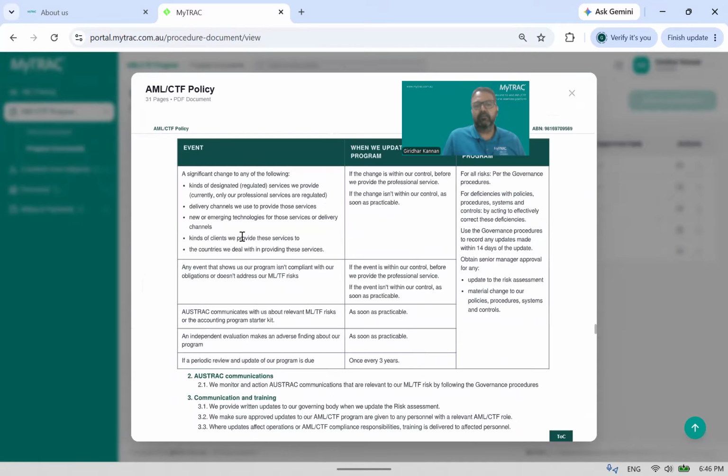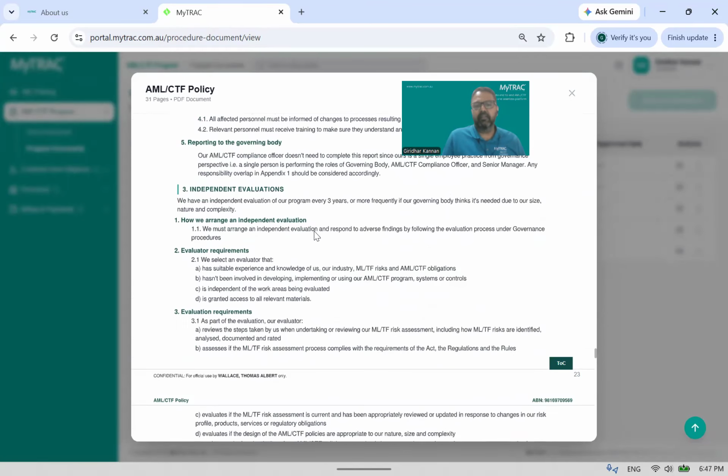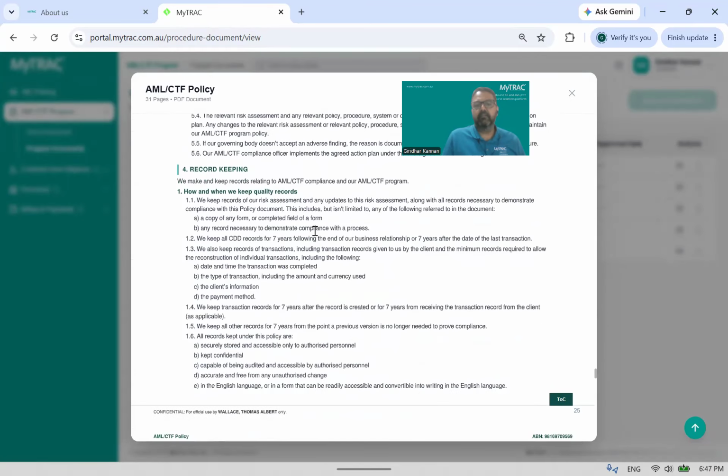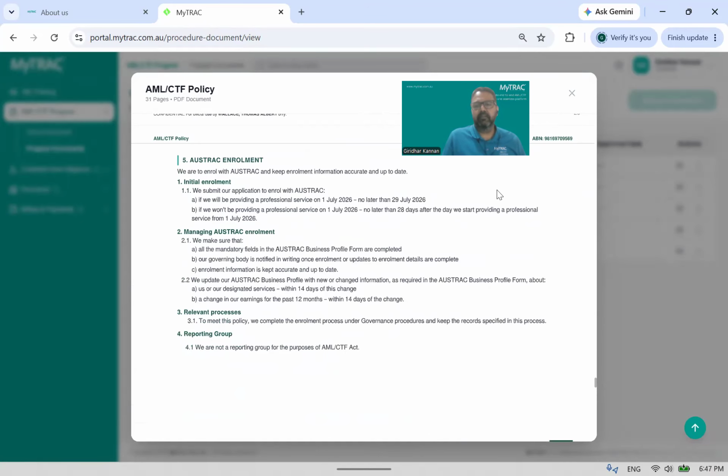And then, we also say what it is. So we do this and it talks about every single item that needs to be there. And then, we make and keep records. We do all those things. So we answered, we are not a reporting group. So that also comes in here. So all these items are taken care of.